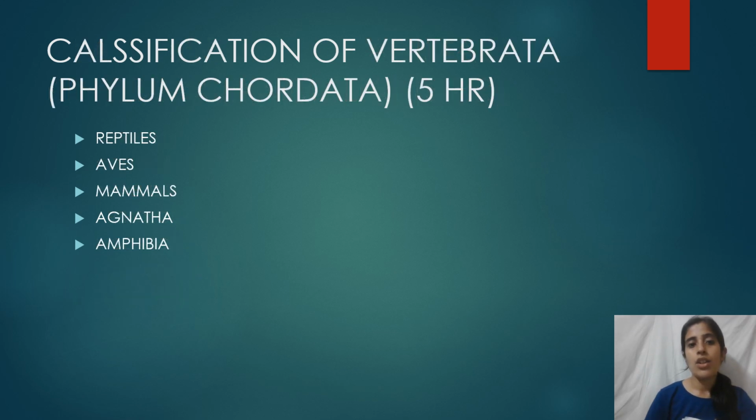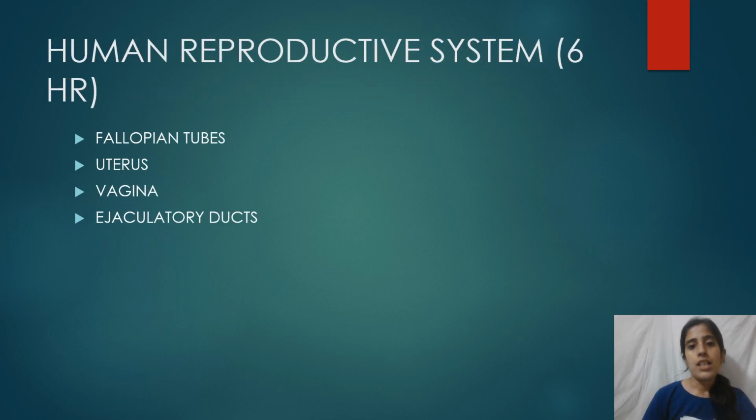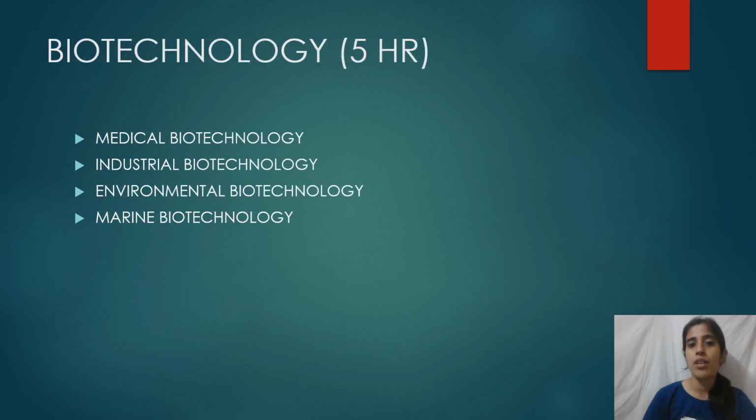Next is the classification of vertebrata, that is phylum Chordata. We have taken in 5 hours reptiles, aves, mammals, agnatha, amphibia. Next is the human reproductive system. We have taken in 6 hours fallopian tubes, uterus, vagina, ejaculatory ducts. Next is biotechnology, which we have taken in 5 hours: medical biotechnology, industrial biotechnology, environmental biotechnology, and marine biotechnology.